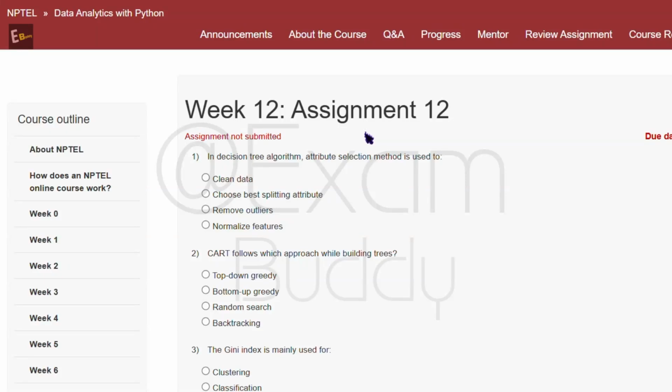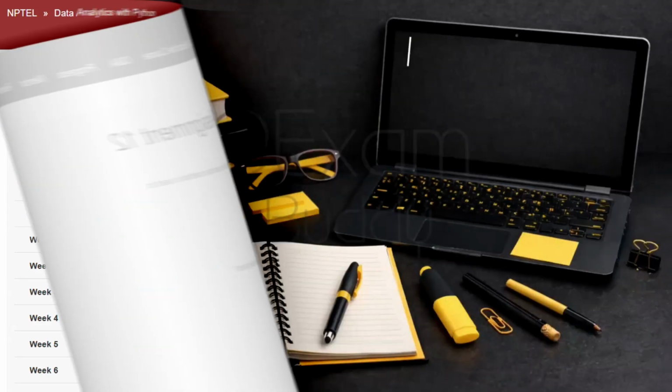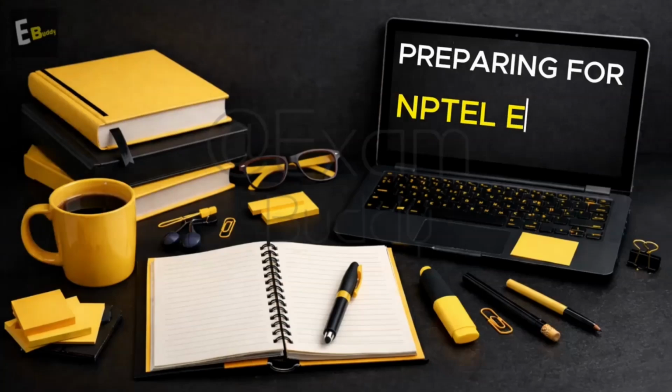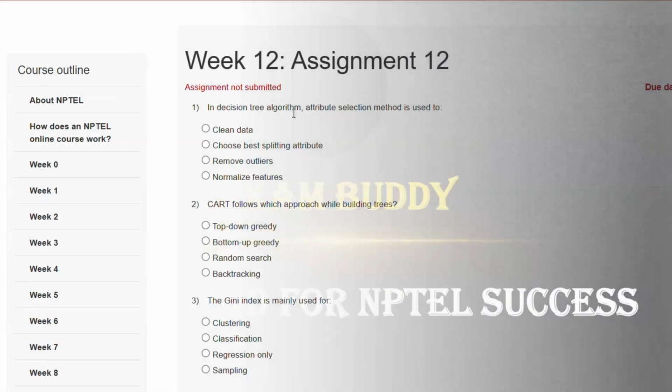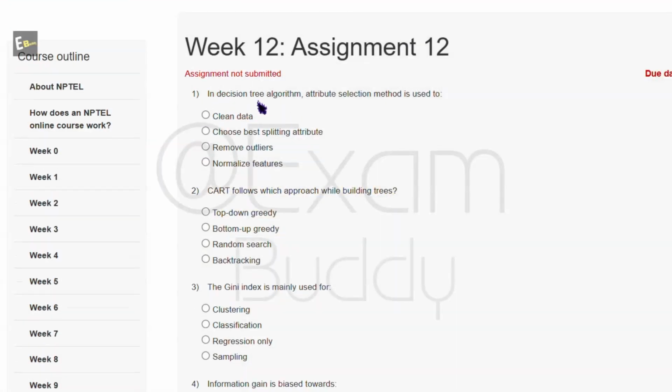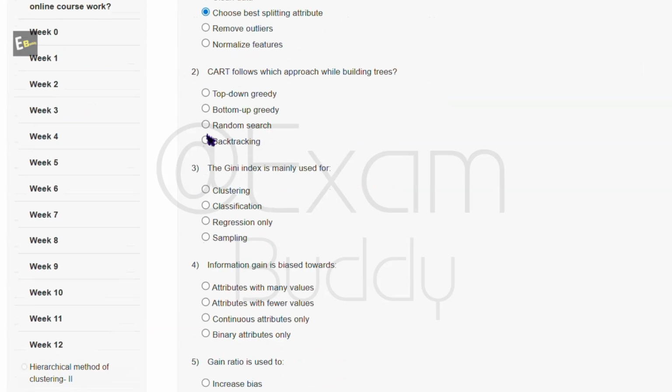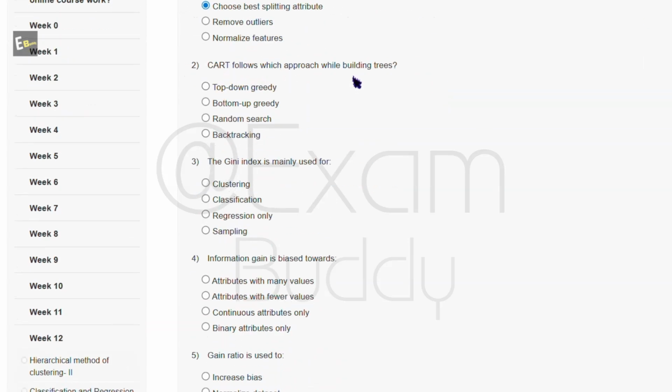So now we do the assignment of Data Analytics with Python, week 12. The first question is, in decision tree, the attribute selection method is used to, and the answer is option B. Question number 2, CART follows which approach while building trees, and the answer is option A.